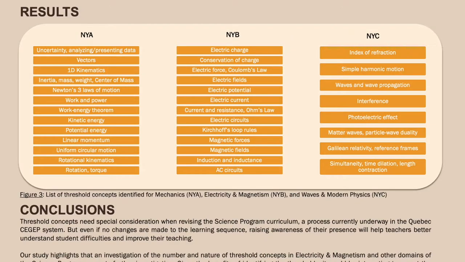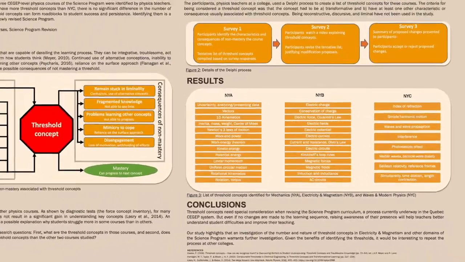The results show that there is an equal amount of threshold concepts in NYA and NYB, with a bit less of them in NYC.